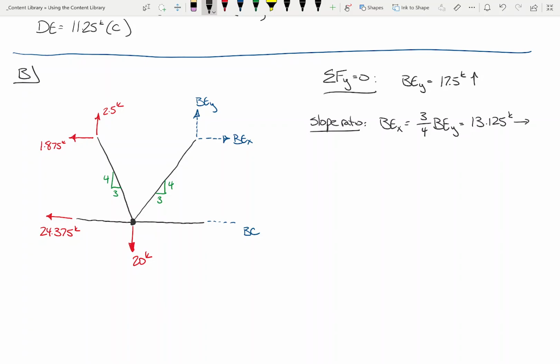This one's starting to get a little messy from the bookkeeping perspective, isn't it? So why don't we do this? When we sum forces in the X direction, let's do this. So what do we got? 24.375, 1.875, both acting to the left. 24.375. I can do better now. What about to the right? Well, I've got BEX.